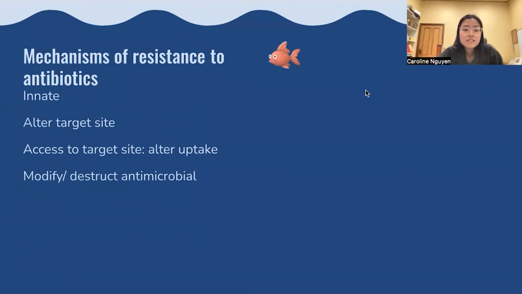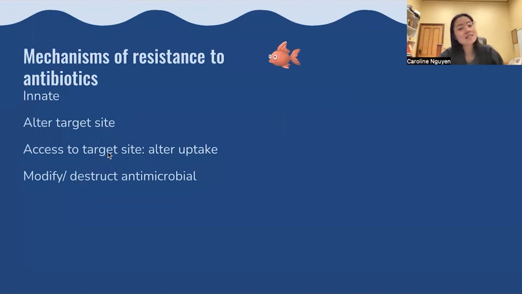The mechanisms of resistance to antibiotics include 4 things. So 1, innate, means that some microbes, some bacteria, naturally have resistance to antibiotics. That may be because of its structure, which we'll talk about. The second one is altering the target site. Some bacteria are able to gain this function, to change the target site of antibiotics so that antibiotics cannot come in.